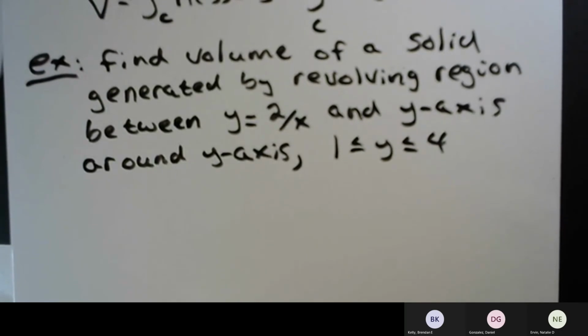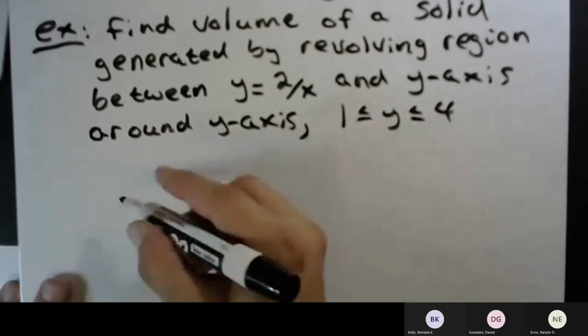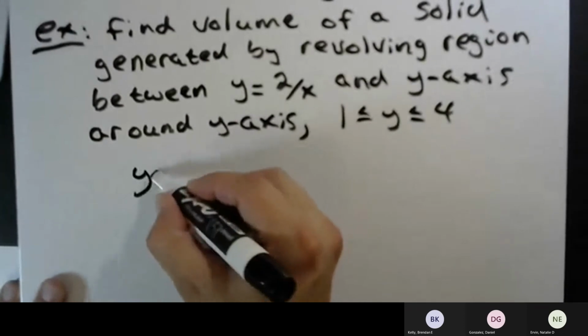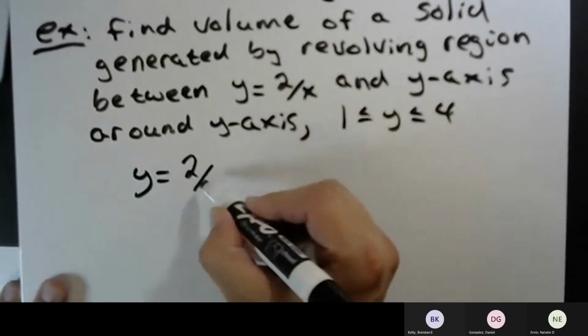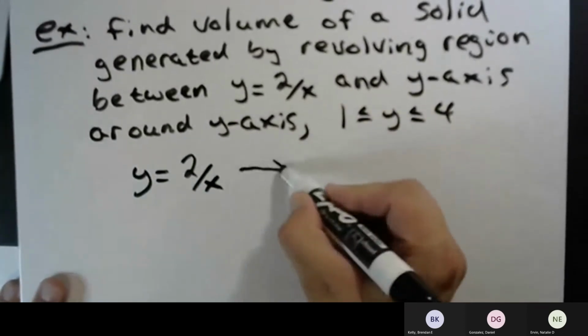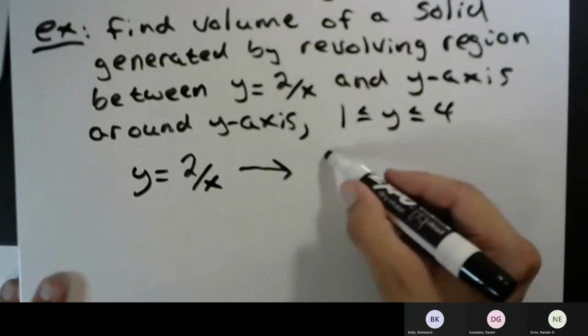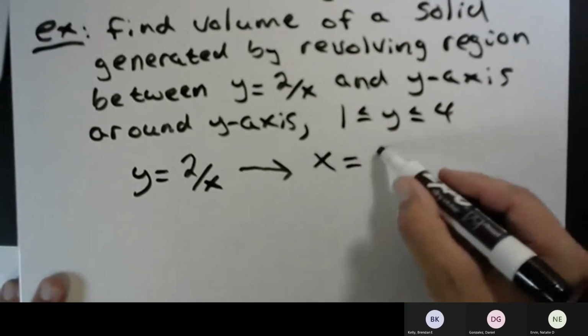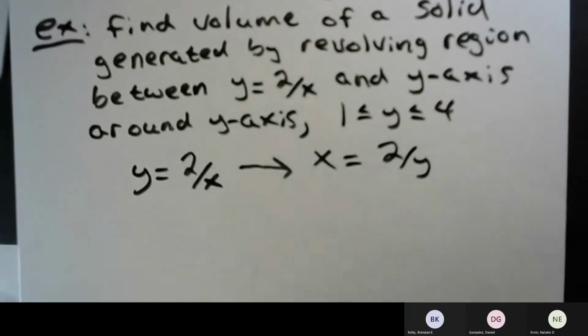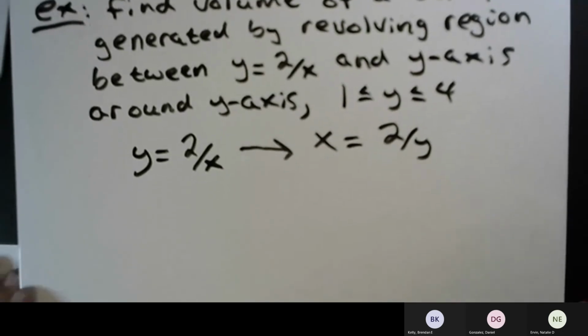Now, what's going to help with this? We're going to put things in terms of y. So first off, y equals 2 over x. We're going to solve that so we get x is 2 over y. We'll solve for y. And again, let's draw a picture. Let's take a look at what's going on here.